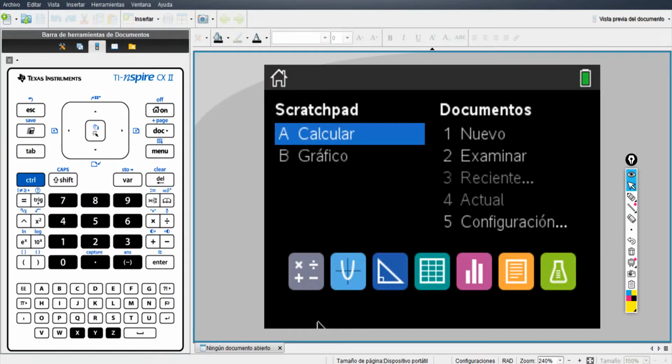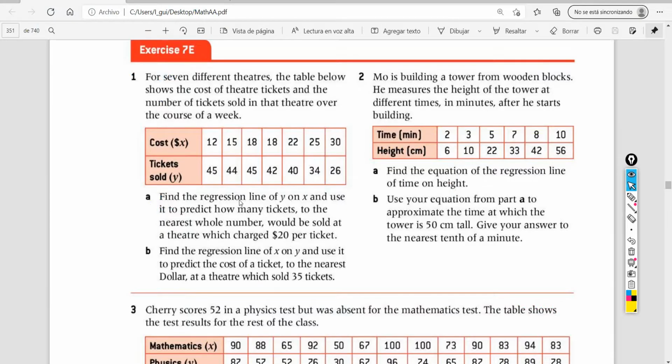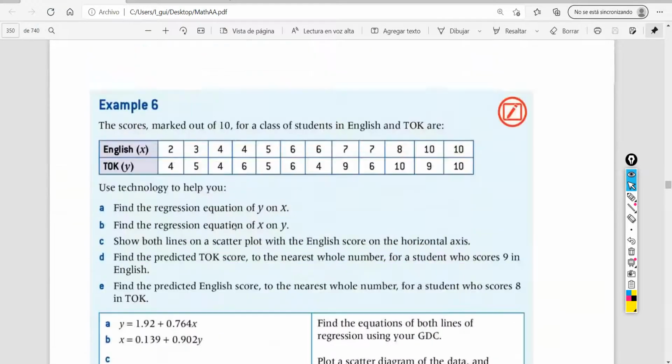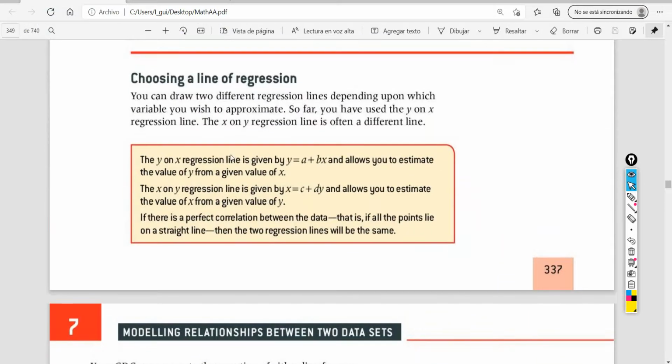Hello class, in this very short lesson, I'm going to show you the difference between choosing a line of regression, the y on x regression line and the x on y regression line. Okay, let's read this very quickly. The y on x regression line is given by y equals a plus bx and allows you to estimate the value of y from a given value of x.